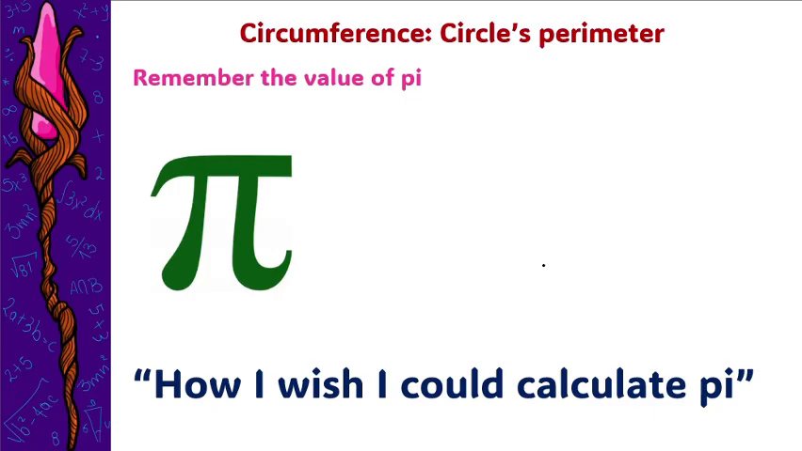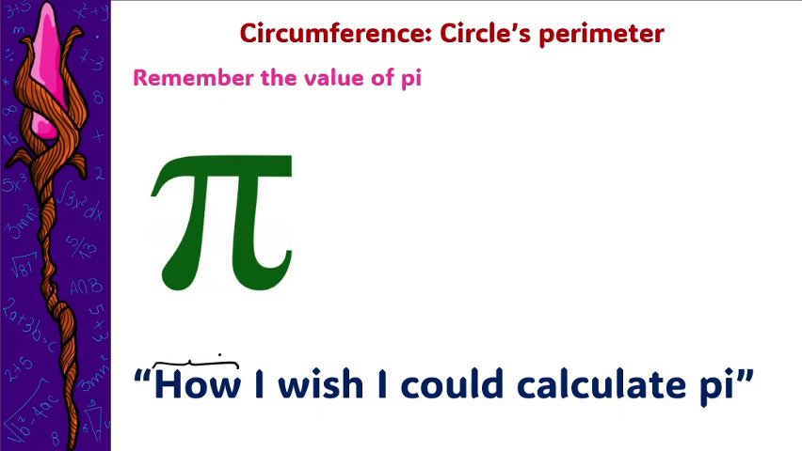Now, how to get or remember the value of pi? Well, according to the precision you want, you are going to learn some of the decimals. This sentence here, "How I wish I could calculate pi," is going to help you to remember 6 of the first decimals. You just need to count how many letters each word has.